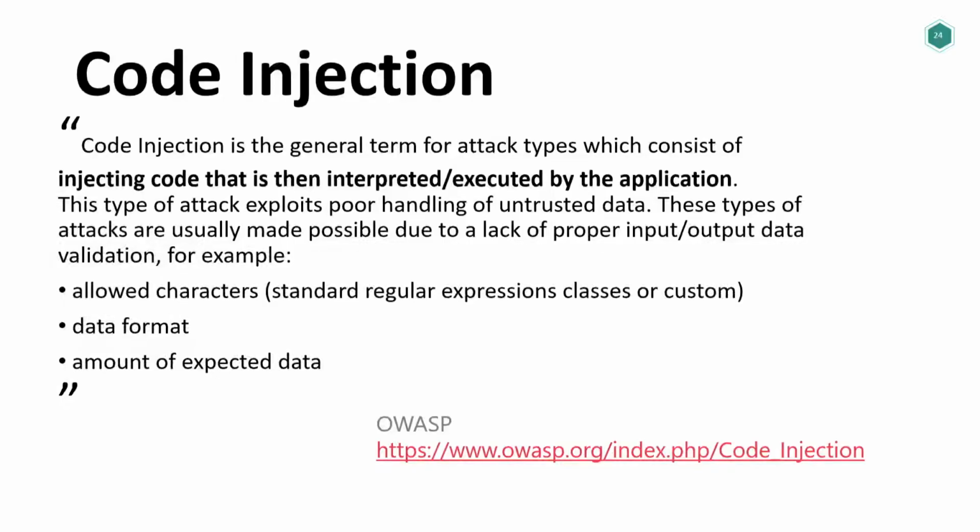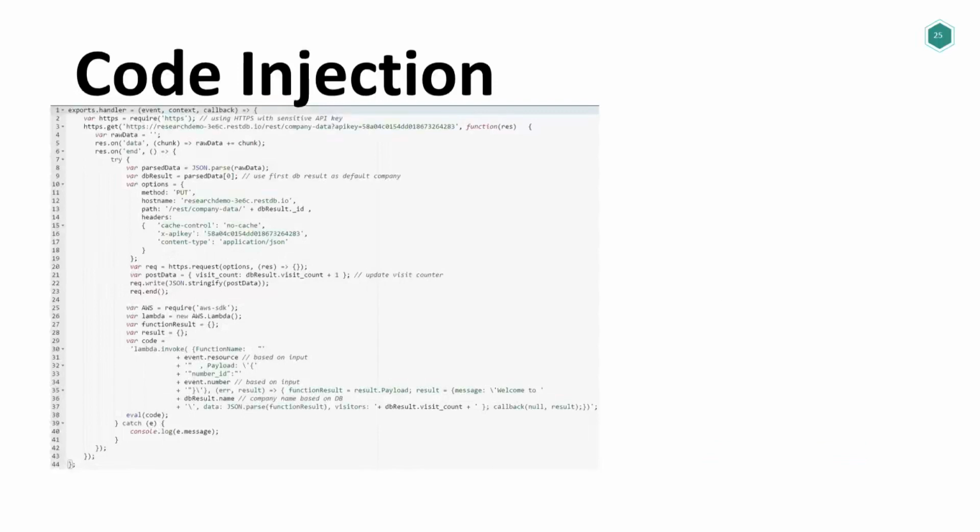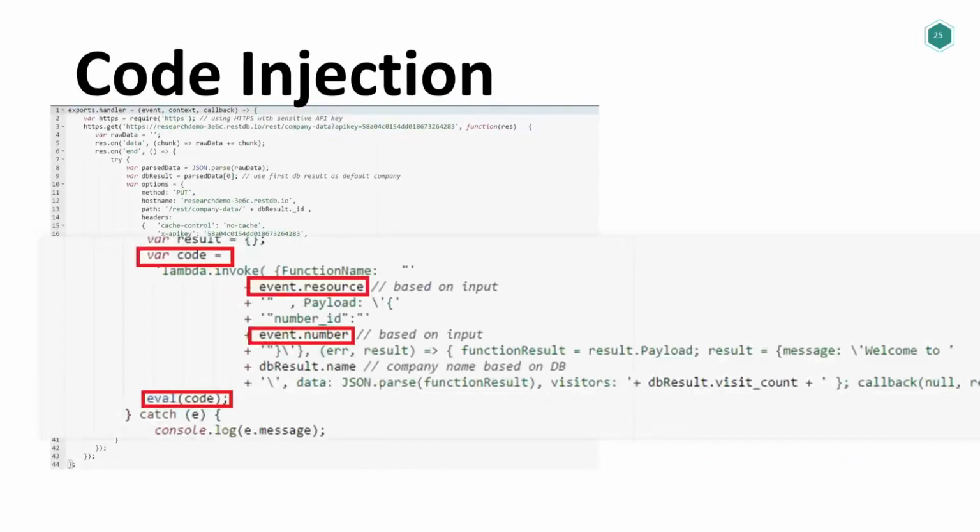So what is a code injection? I love quoting OWASP, especially at OWASP events. It's an attack type which consists of injecting code that is then executed by the application. I'm pretty sure most of you know what it means. So we added a code injection, the same one that you can see here. Resources and parameters are parsed and concatenated into code. Both are based on input in the URL, and then the code is run by eval.